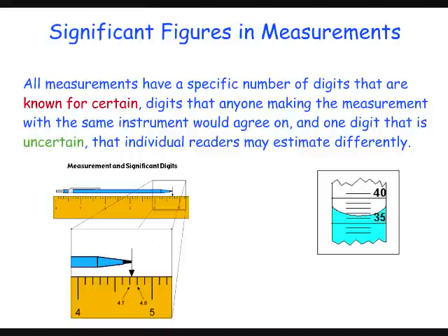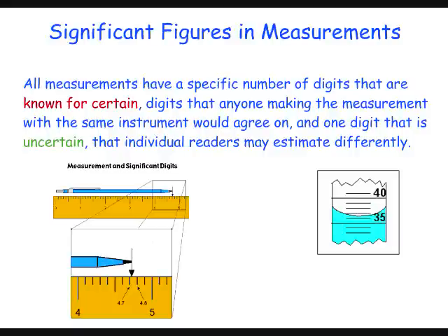So in gathering quantitative data, we need to pay attention to what are called significant figures in those measurements. Anytime you make a measurement, there are going to be certain digits that are known for certain. These are digits that anyone making the measurement with the same instrument would agree upon. Then there will be one digit that is uncertain. Individual readers may estimate the value of that digit differently.